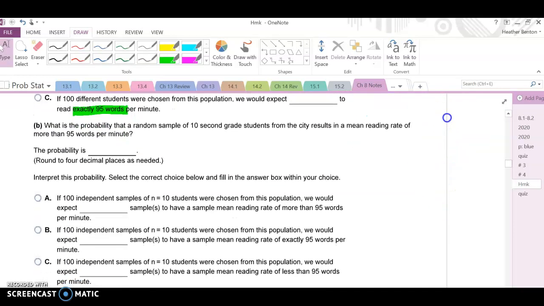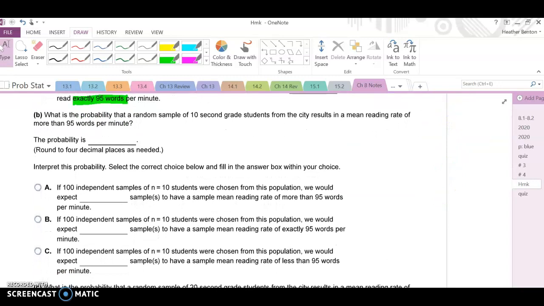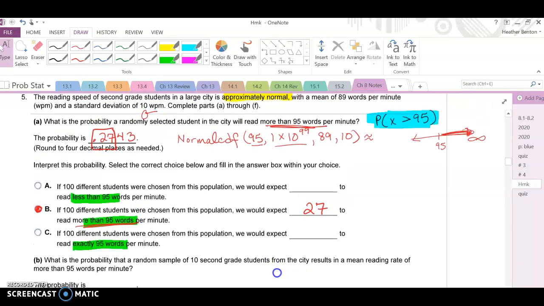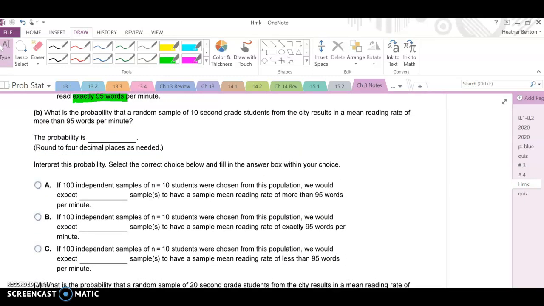Okay. Then for part B, what is the probability that a random sample of 10 second grade students, okay, so now we're getting into the sampling distributions. So a sample with a little n of 10 students with a mean reading rate of more than 95 words per minute. So we're talking about the probability that X-bar is greater than 95.